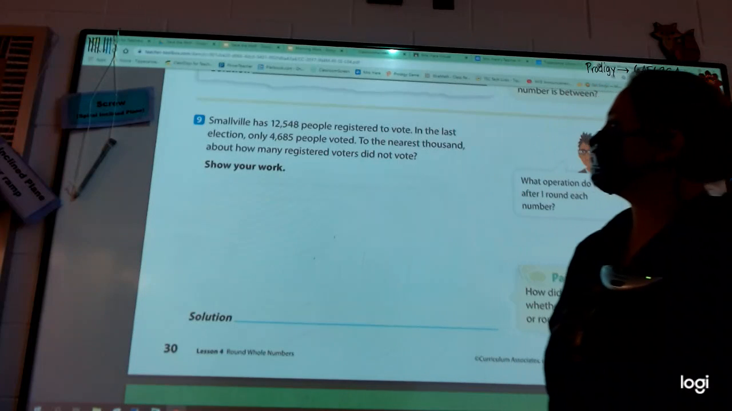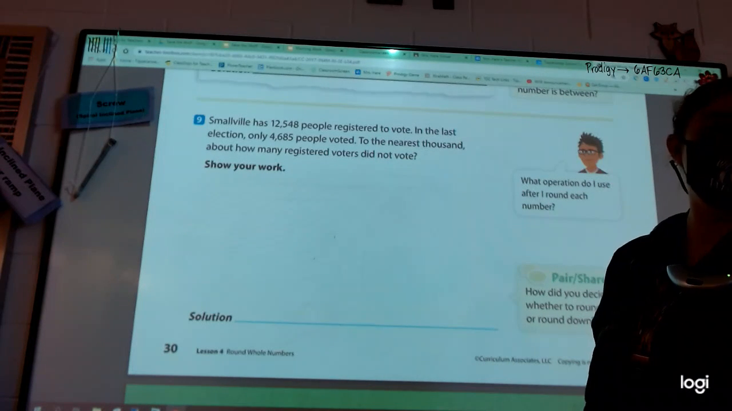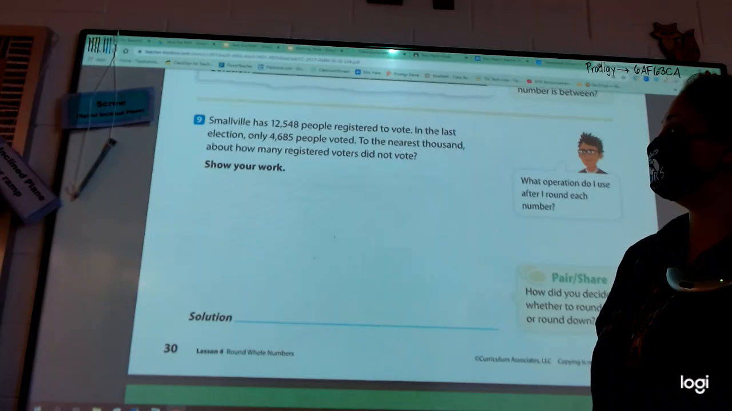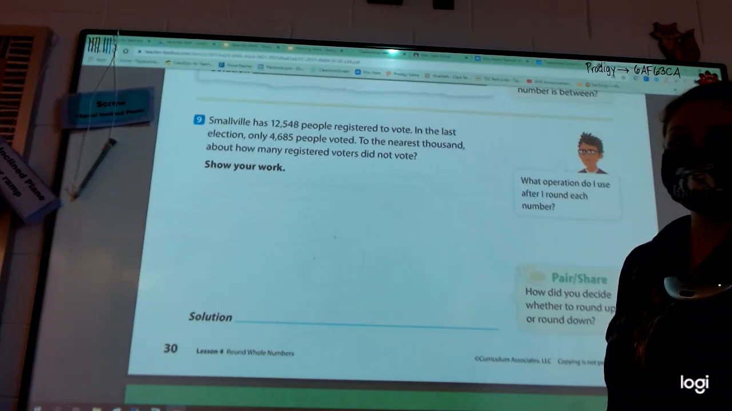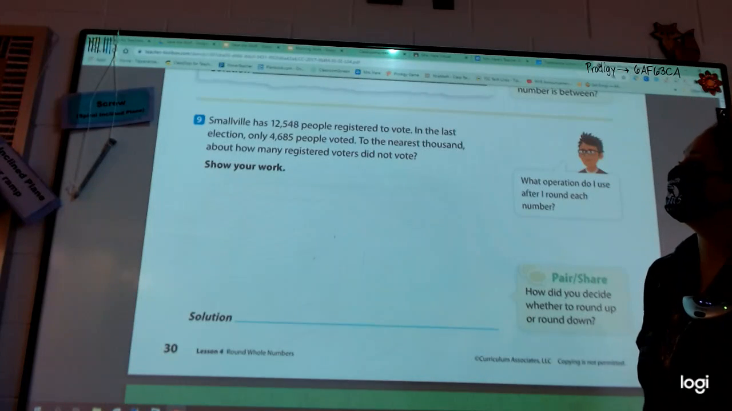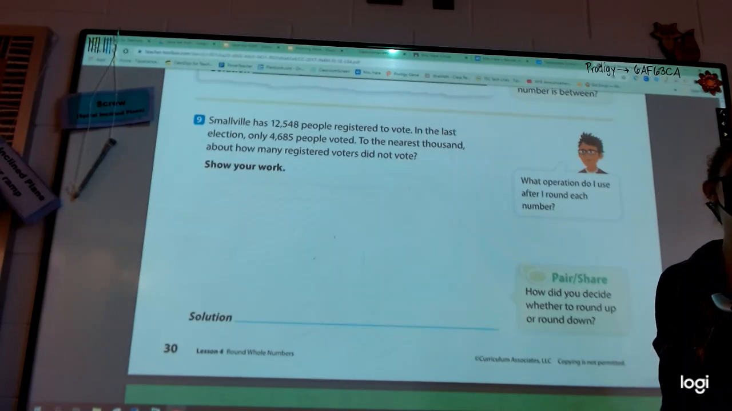Smallville has 12,000, is that how you say it? You're right so far. 12,000. 548 people registered to vote. In the last election, only 4,685 people voted to the nearest thousand. About how many registered voters did not vote?